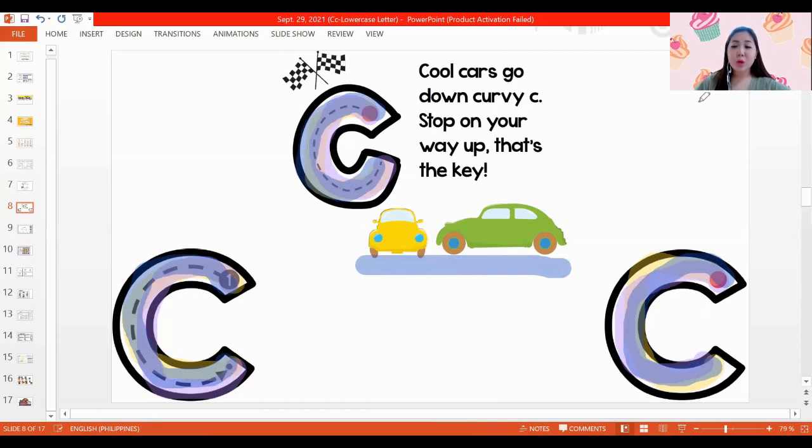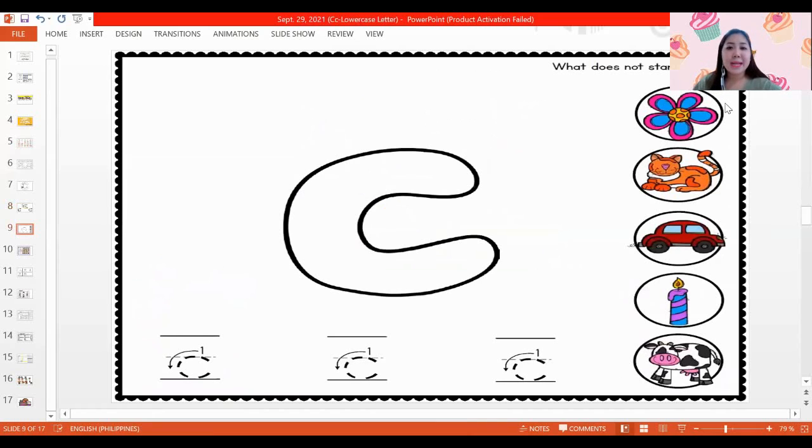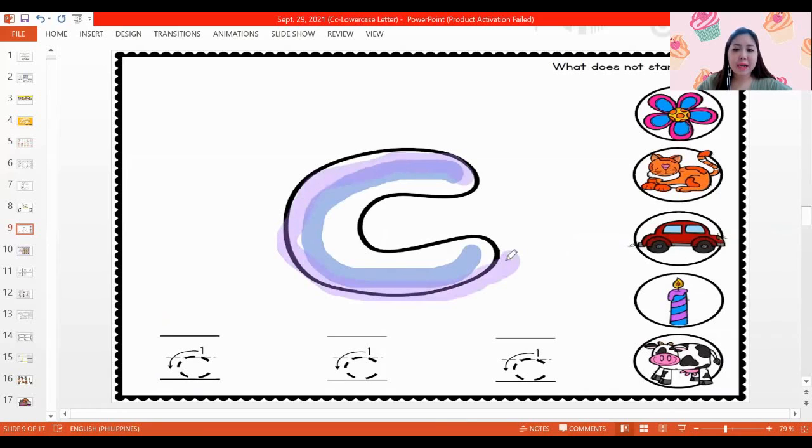Now that we're done and we already know how to write lowercase letter C, we can proceed to our PlayDoh mat. So you can get your PlayDoh mat and you make your letter C. But teacher will just use her marker to make a rainbow letter C. Okay, I'm already done with this. I will then proceed to trace my letter C. Trace the letter C, and I will also cover the pictures that begin with the letter C.